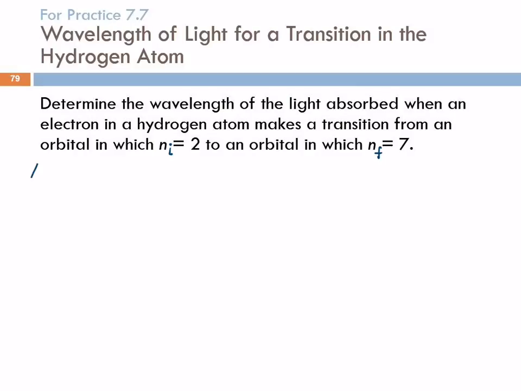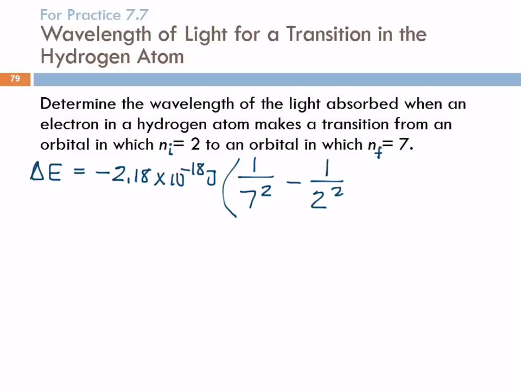Well, we need that equation. The change in energy is equal to minus 2.18 times 10 to the minus 18th joules times 1 over n final squared minus 1 over n initial squared, again. And n final is 7, and n initial is 2. And you do have to be careful on your calculator. So negative 2.18 times 10 to the minus 18th times the quantity 1 divided by 7 squared minus 1 divided by 2 squared.